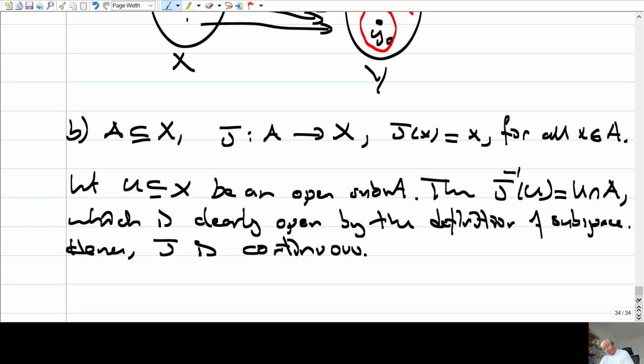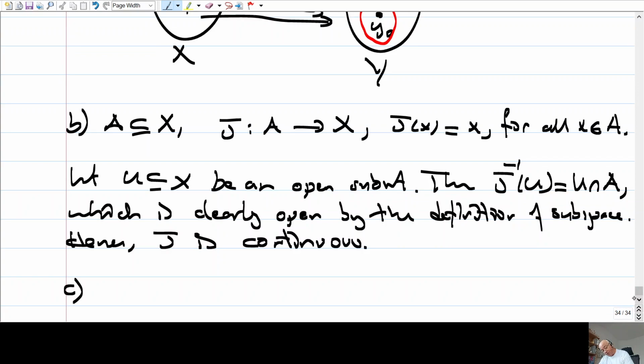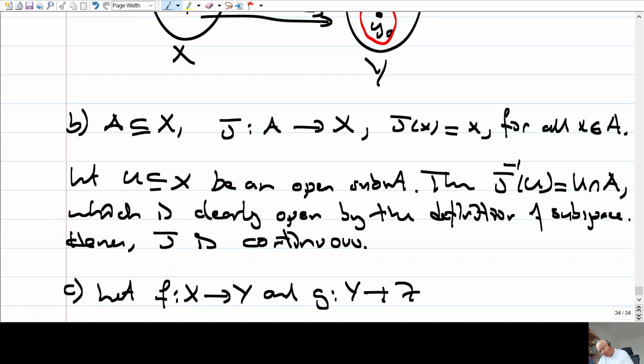All right. What about part C? Compositions. That's also easy. So let f from X to Y and g from Y to Z be continuous.